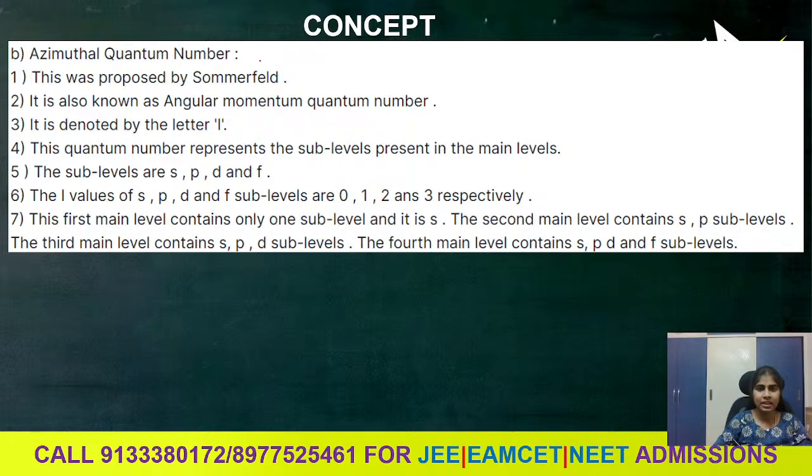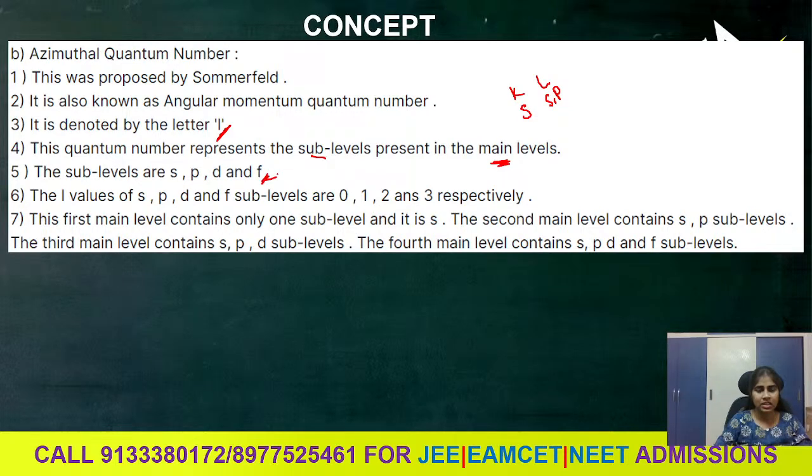It is denoted by l. This was proposed by Sommerfeld, and this quantum number is known as the angular momentum quantum number, denoted by the letter l. This quantum number represents the sublevels present in the main levels. It means for K we have s, for L we have s and p. In that way it is represented. These sublevels are s, p, d and f.